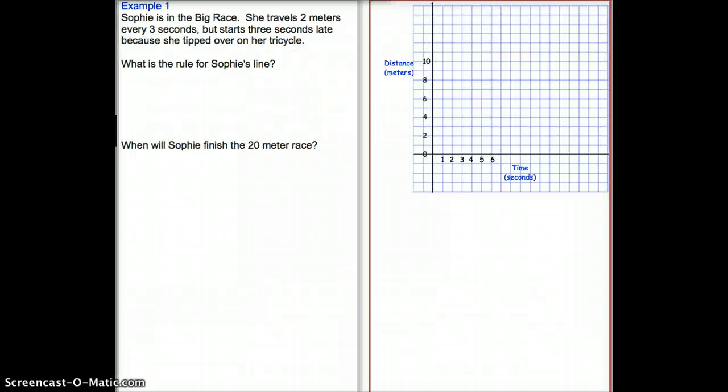So let's take a look at this graph and try to make a sketch of what Sophie's doing here. So she travels 2 meters every 3 seconds, but starts 3 seconds late. So you see that keyword starts there. We want to find out where she starts on the graph, and we see that it's at 3 seconds late. So pay close attention to the graph and how it's set up. We always put our time on the x-axis and our distance or our dependent variable on the y-axis.